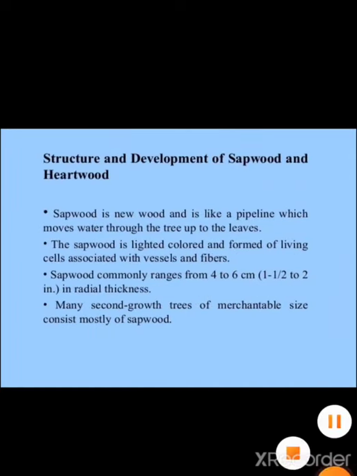Structure and development pattern of sapwood and heartwood. Sapwood is new wood and is like a pipeline which moves water through the tree up to the leaves. The sapwood is lightly colored and formed of living cells associated with vessels and fibers. Sapwood commonly ranges from 4 to 6 cm in radial thickness. Many second growth trees of merchantable size consist mostly of sapwood.